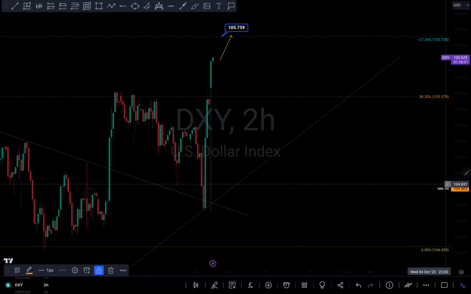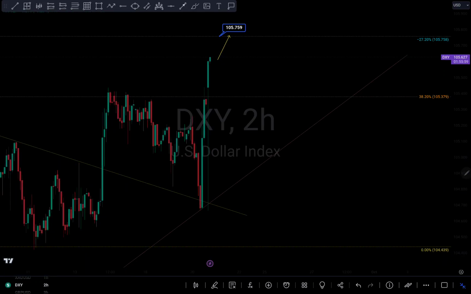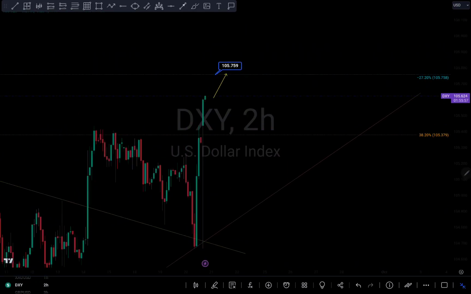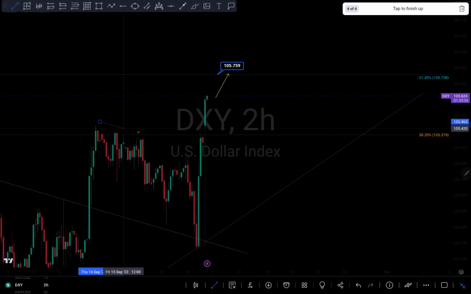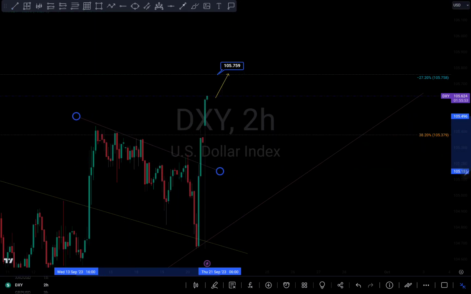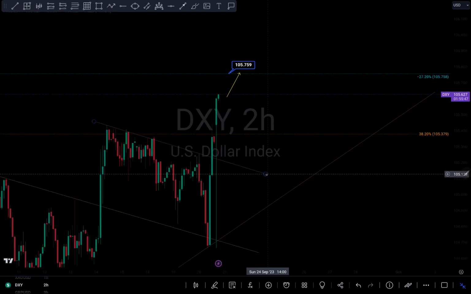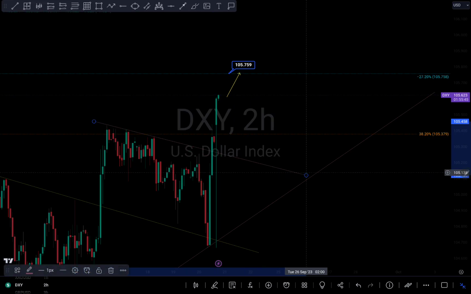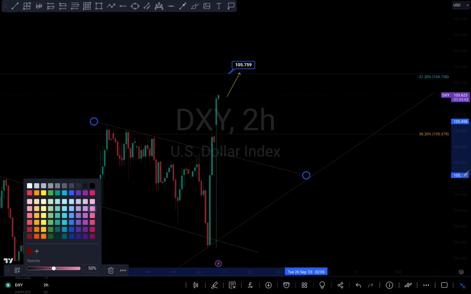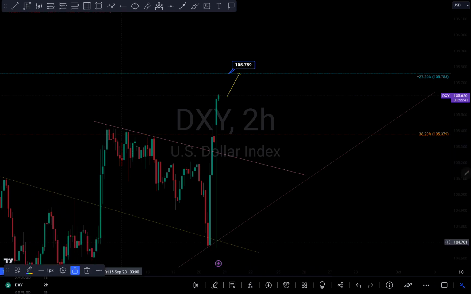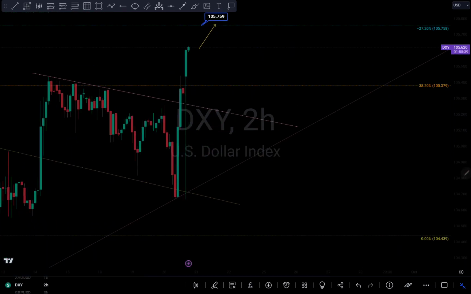I think I'm going to delete this one here since we're done with this. So guys, you can put a trend line right here. Let me just put a trend line here. Okay, so guys, that is my thought on the DXY.